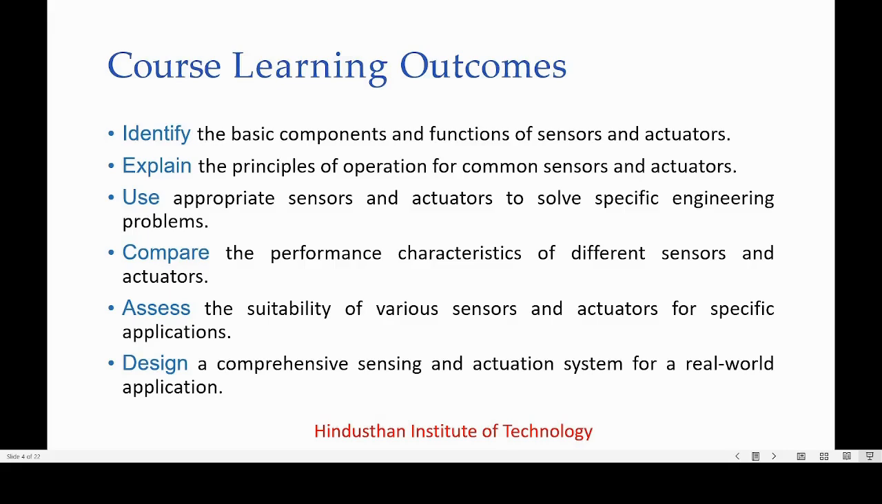Next outcome will be for different sensors and actuators we have to compare the performance characteristics. Next outcome will be we have to assess the suitability of different sensors and actuators for particular applications. Last outcome will be we have to design a comprehensive sensing and actuation system for real world applications.